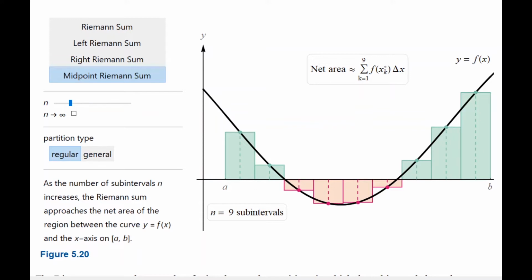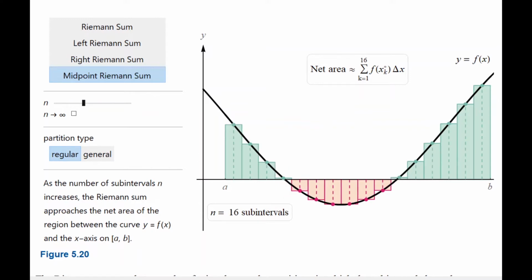So you would evaluate the function at the midpoint, as we see now, and multiply it by the width, or length, of the subinterval to get the area of each of the rectangles, and sum the areas of all the rectangles, and that gives you the net area. To get a better approximation, we increase the number of subintervals.